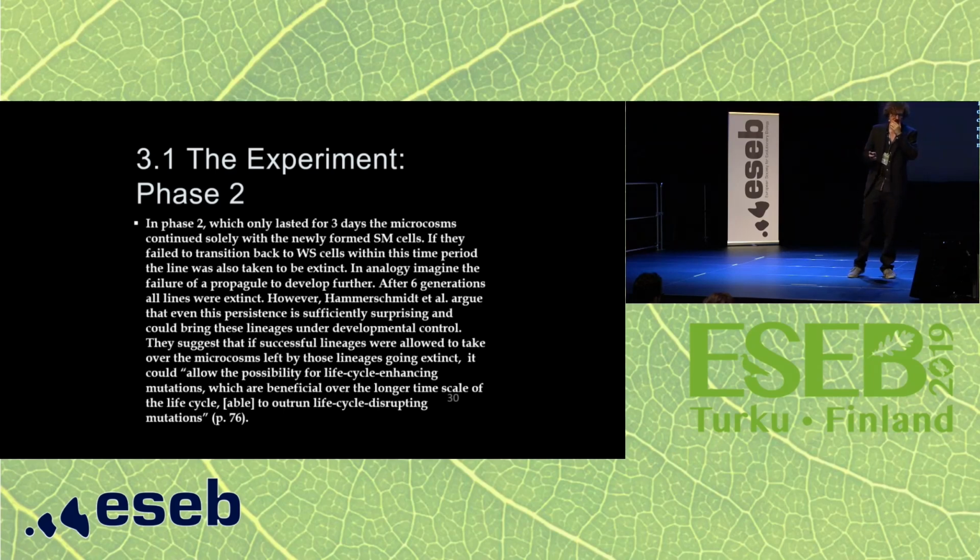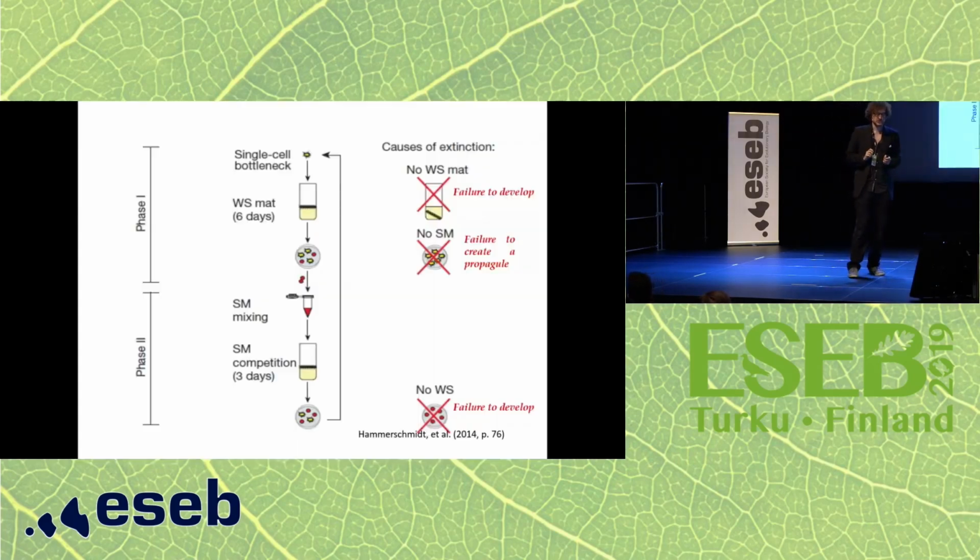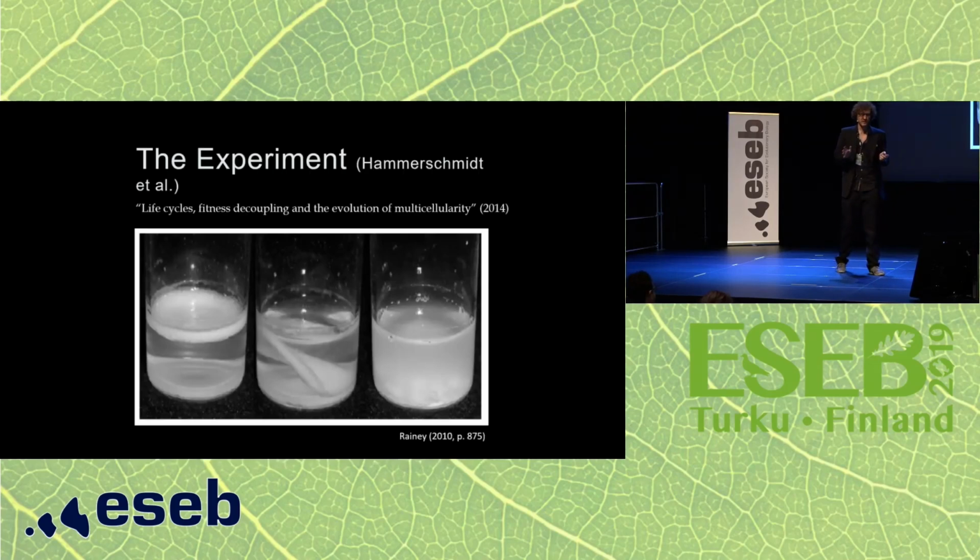Now, this in the end allowed for the possibility of life cycle enhancing mutations, which are beneficial over this longer time scale of the life cycle, which is important here, to be able to outrun life cycle disrupting mutations. All right, so what have we learned from this?